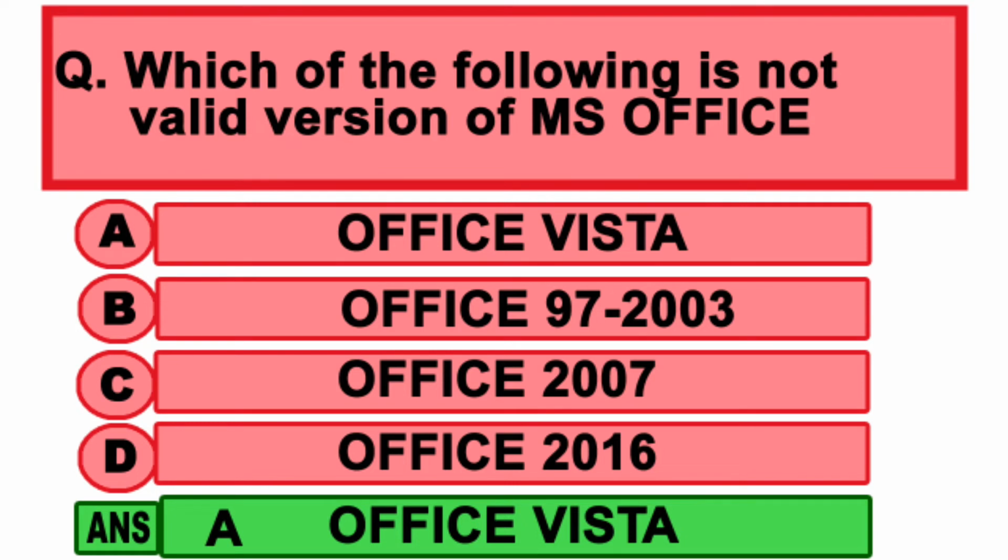Versions of MS Office are Office 2019, 2016, 2013, 365, 2010, 2007, 2003, XP, 2000. Earlier versions Office 97, 95. Office Vista is not a MS Office version. The word Vista relates to operating system. The correct answer is answer A, Office Vista.